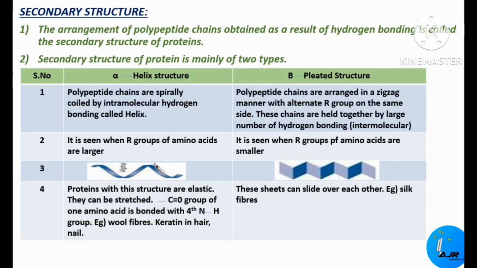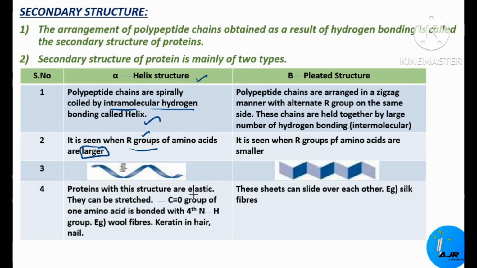It has been found that the alpha helix is the more stable arrangement, and most proteins have the alpha helical structure. In the alpha helical structure, the polypeptide chains are spirally coiled by intramolecular hydrogen bonding, called a helix. It is seen when the R groups of amino acids are larger. Moreover, the proteins with this structure are elastic in nature.